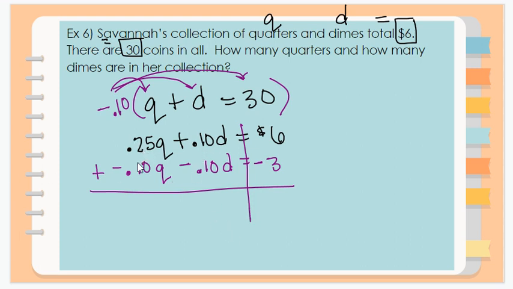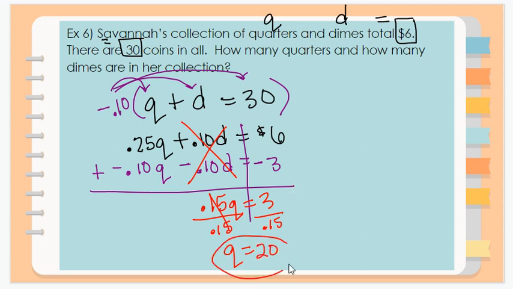So I'm going to switch colors. The positive 10 cent D and negative 10 cent D cancel. So 25 cents minus 10 cents would be 15 cent Q. And then 6 minus 3 is 3. So divide by 15 cents, 0.15. And we get 20. So we know how many quarters there were in the collection. There were 20 quarters.